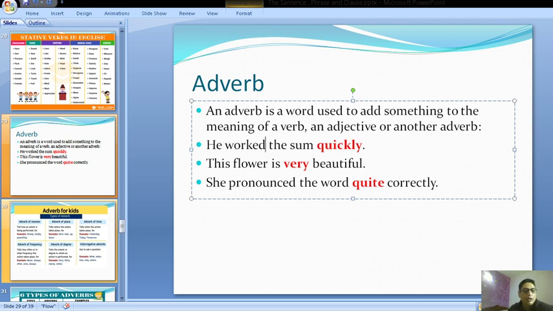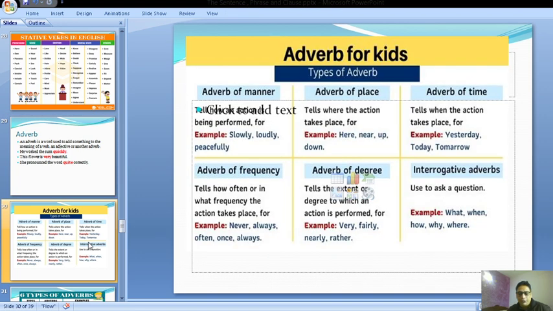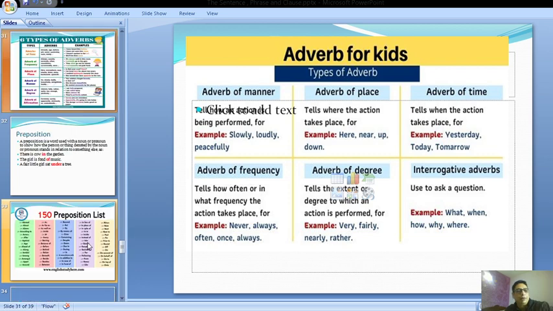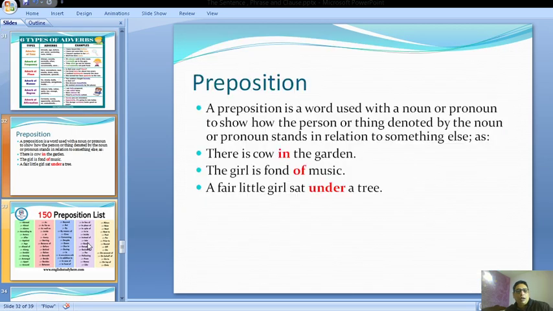Now we will look at the other parts of speech. Let's go to the preposition. We have completed adverbs. Types of adverb will come back later on. Preposition. A preposition is a word used with a noun or pronoun to show how the person or thing denoted by the noun or pronoun stands in relation to something else.